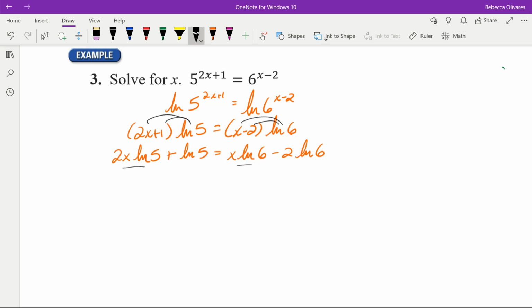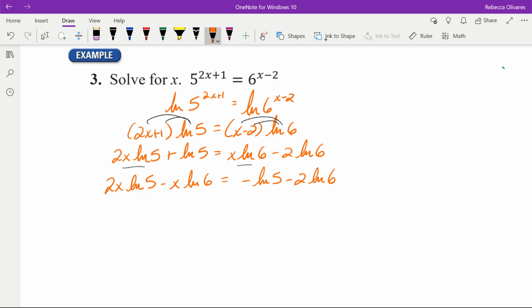So I'm going to put all the terms that have an x on the left-hand side. I could put it on the right, doesn't matter, and everything else on the other side. So I have 2x natural log of 5 minus x natural log of 6, and then this natural log of 5, I'm going to put over. So I'm having minus natural log of 5 minus 2 natural log of 6. Now it's not pretty, but it's all legal.